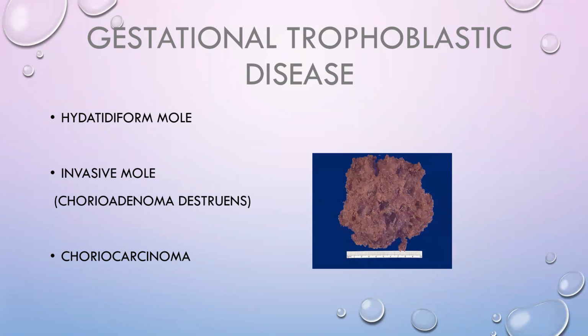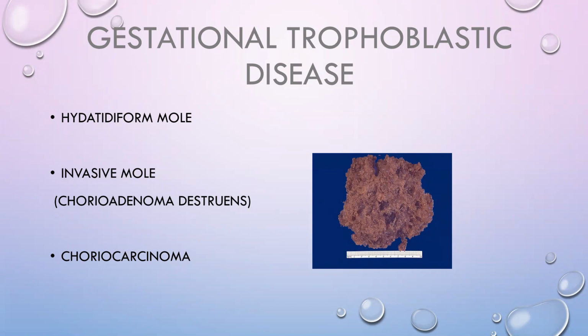And choriocarcinoma is more commonly associated with the complete mole. There's also a partial mole. Usually this has a triploid karyotype, which is 69 chromosomes. The normal ovum usually has 23 chromosomes fertilized by 2 sperm, or by a sperm that has failed to undergo the first meiotic division and contains 46 chromosomes.